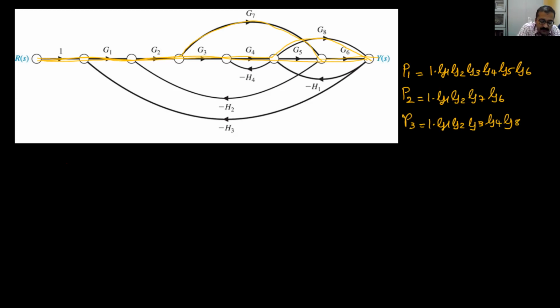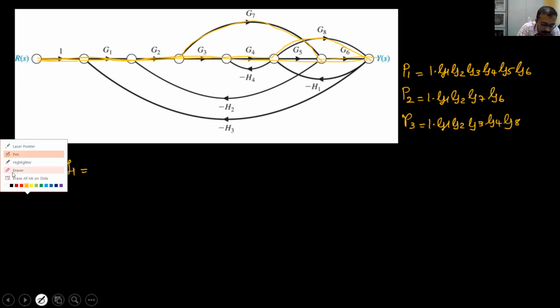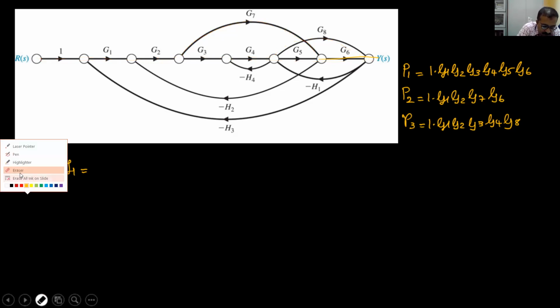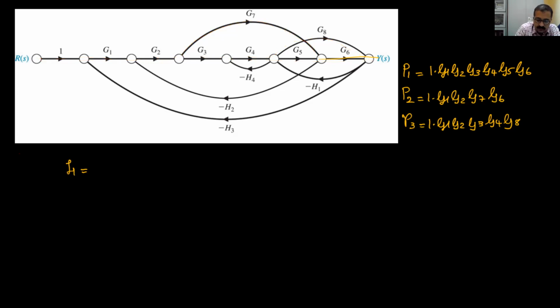Now what are the loop gains? Let me wipe off all these things. L1: one possible loop is G4 with minus H4, so minus G4 H4. Another loop gain? Yes, G8 with minus H1, so minus G8 H1. That is another loop gain.